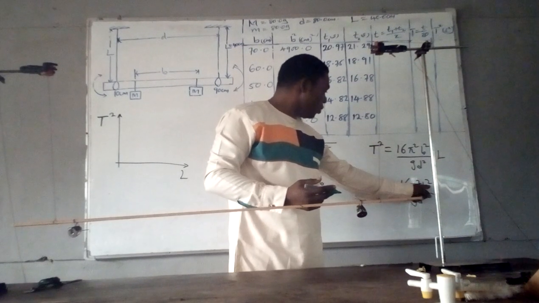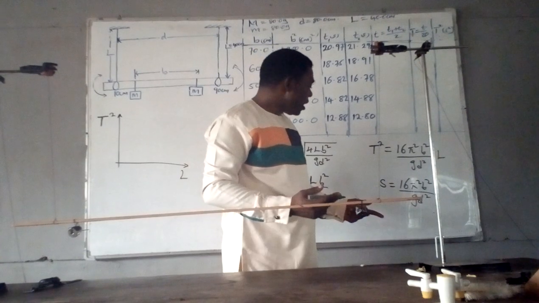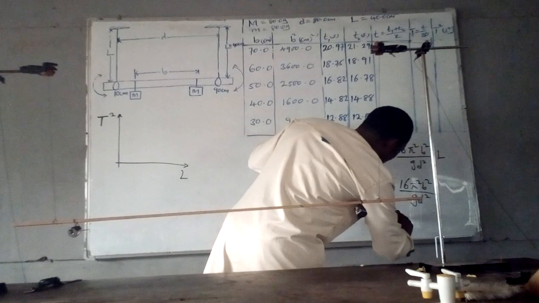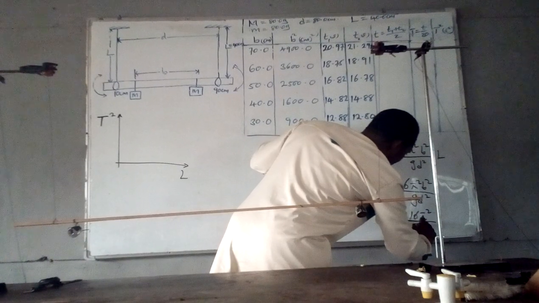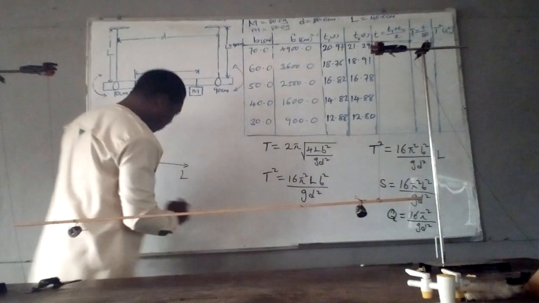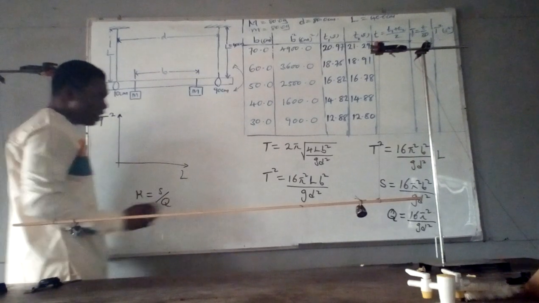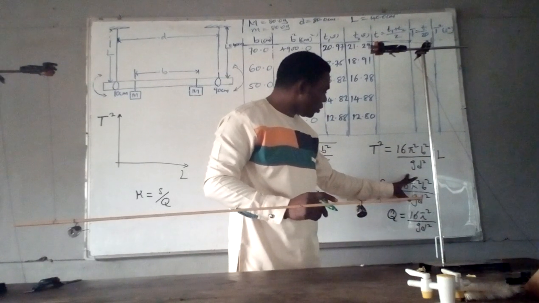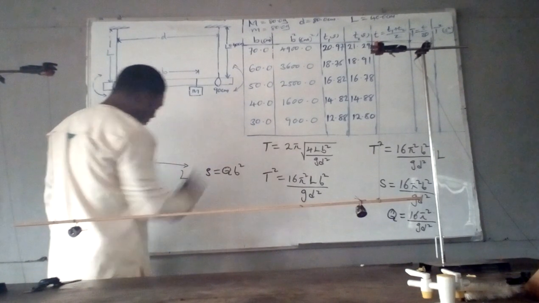You can evaluate B, which is the distance between the masses. You can also be given a situation where you'll be asked to evaluate, maybe, Q equals 16 pi squared over G D squared. And then you will be asked maybe to evaluate K, where K is S over Q. If Q is equal to this, and you bring it back to this equation, it means that S will be equal to Q B squared.